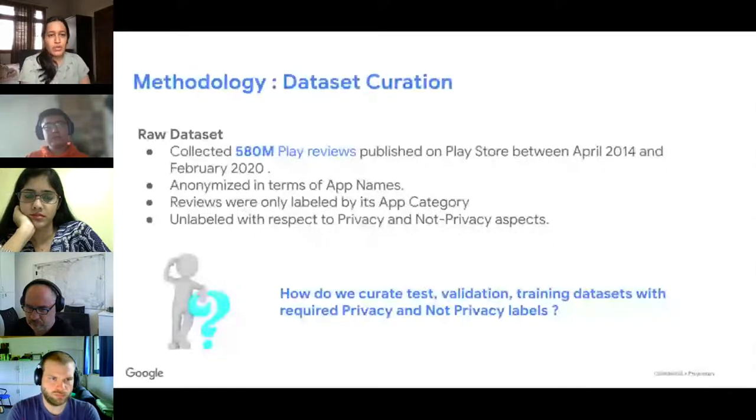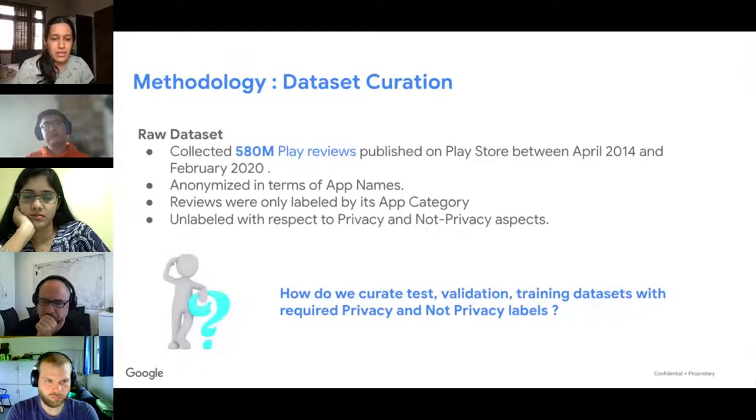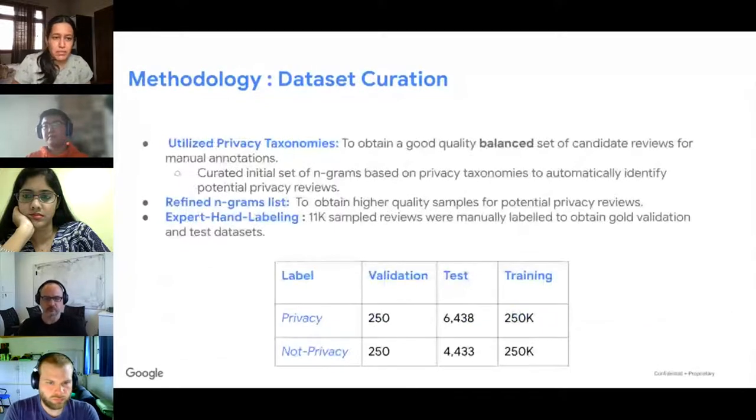And these reviews were only labeled based on their app category, like whether they belong to games or location, maps and navigation applications and things like that. But they were still unlabeled with respect to the privacy and not privacy aspect. So how do we curate this test, validation and training set for privacy and not privacy reviews?